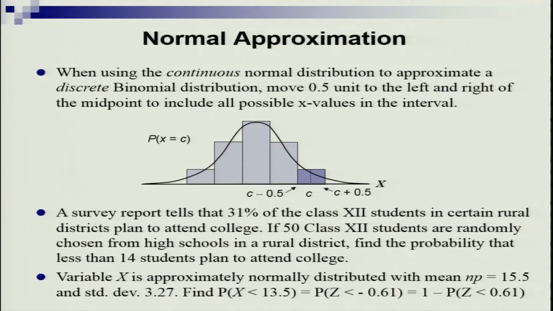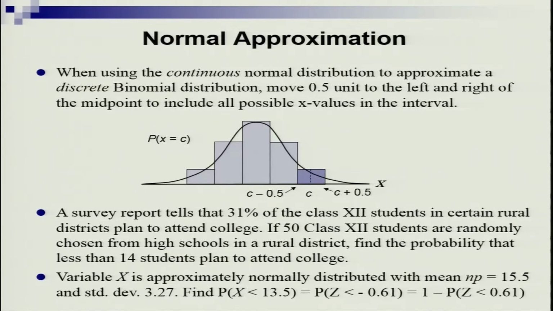Now, that discrete random variable follows a binomial distribution with parameters n and p. If you multiply the values of n and p, you get the mean, which is 15.5. Then you can use this np and multiply that number by 1 minus p to get the variance, and take the square root of that to finally get the standard deviation, which is 3.27.